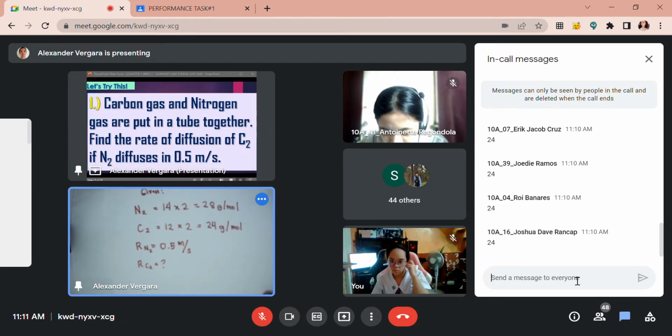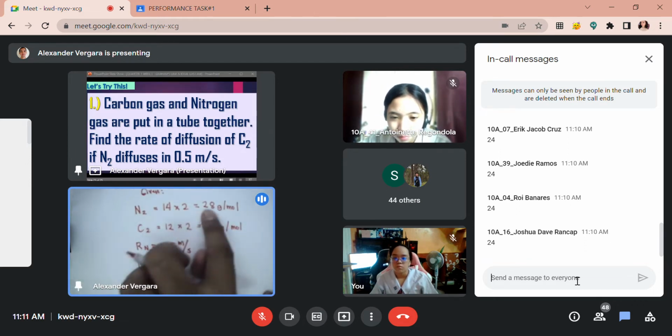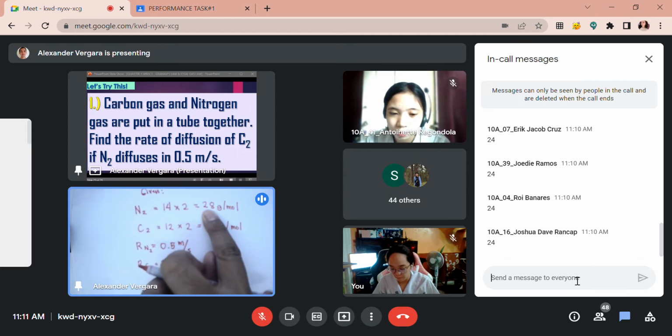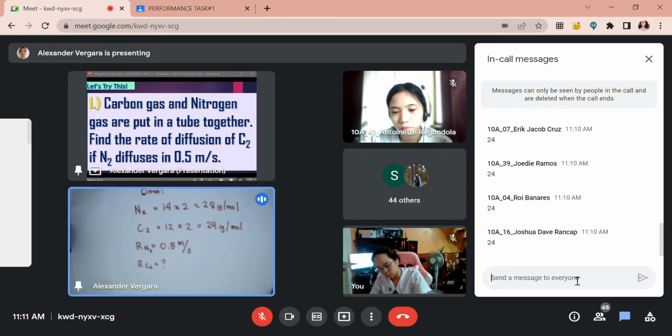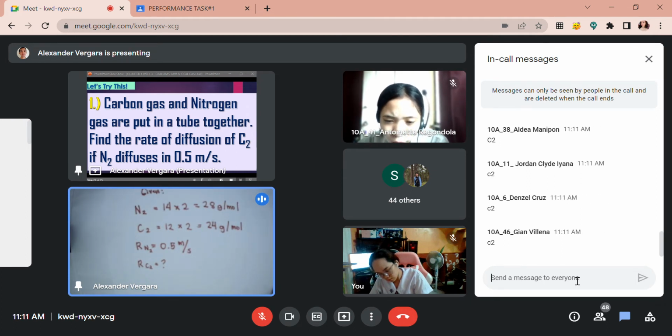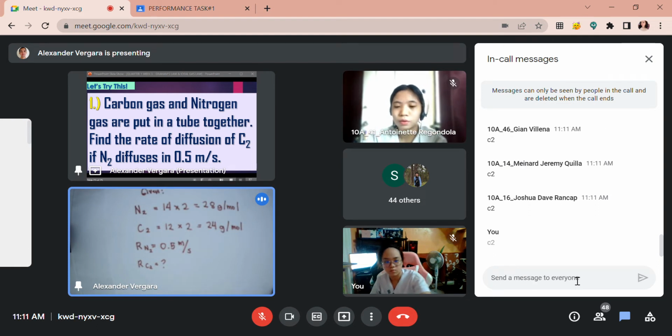Now, try to look at these two. Here we have 28 grams, and here we have 24 grams. Which is lighter and which is heavier from these two? Which is lighter from the two? Is it N2 or the C2? The C2 is the lighter one. Very good. And the heavier one is the 28 grams.